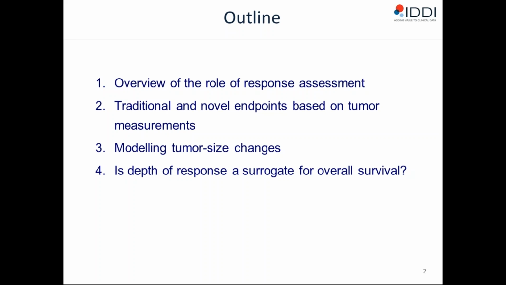Then I will review briefly the traditional definition of response rates and some novel endpoints based on tumor measurements rather than response rates. Then I will hand it over to Tomasz, who will present some results of studies that are still ongoing, still unpublished, but with some available results on modeling tumor size changes. And he'll try to answer the question: is death a response surrogate for overall survival in, at least, some solid tumors? And then in the very end, I'll come back and try to provide some tentative conclusions to our presentation.